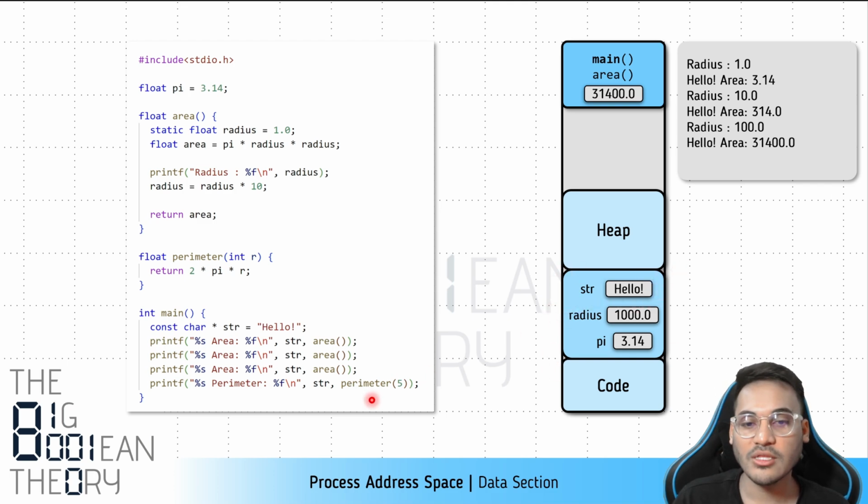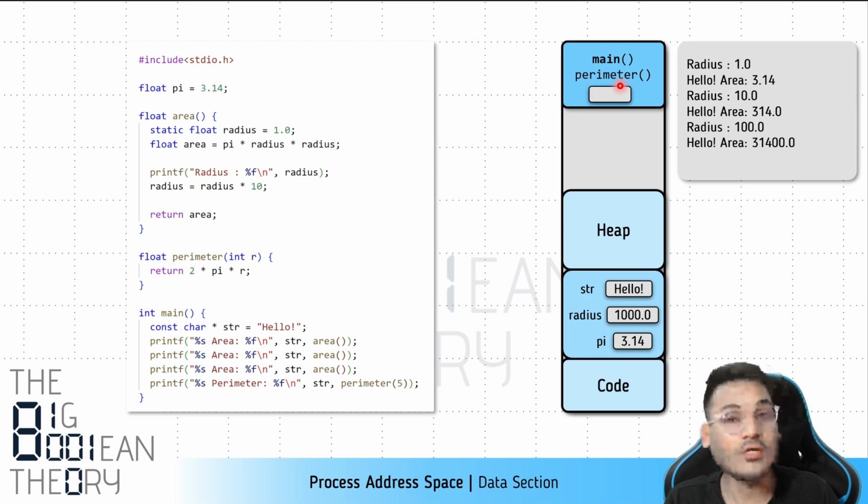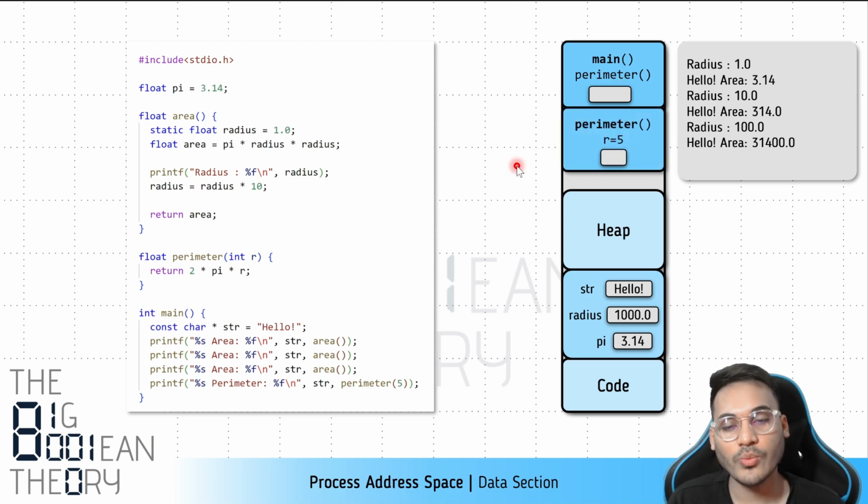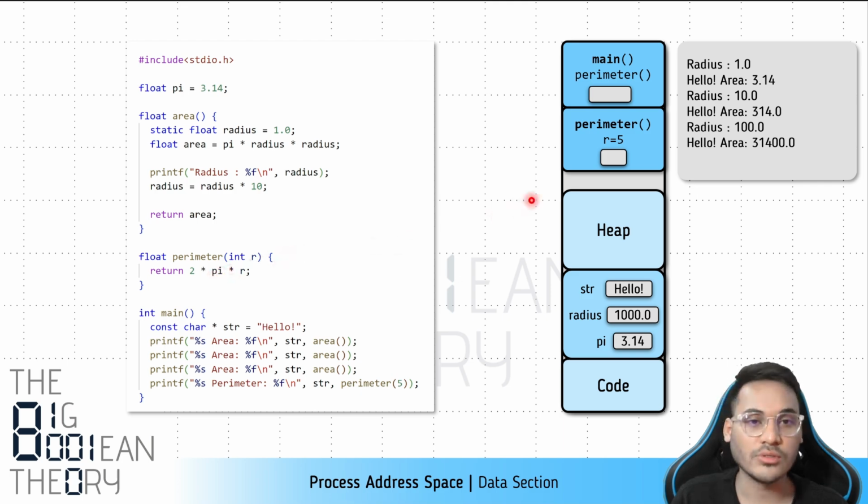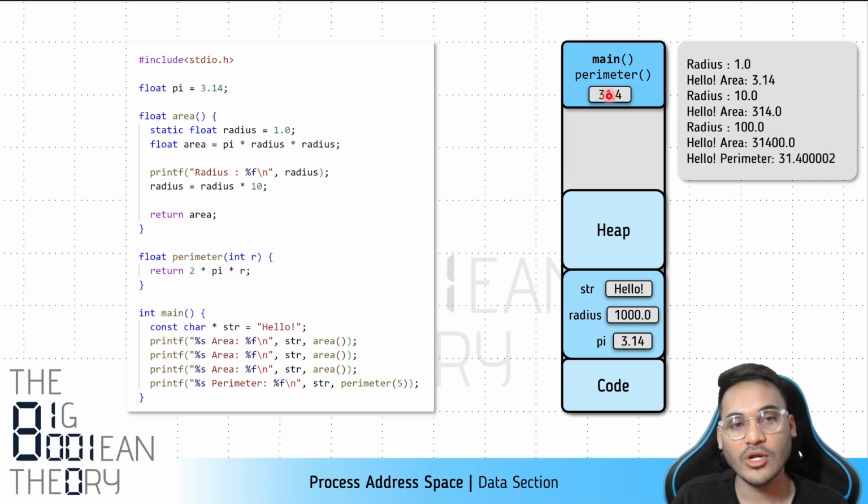So now let us make the final function call, which is to the perimeter function, and this is the variable that will store the value returned by the perimeter function. So now let us call the perimeter function with the argument r, and the value of r that we are passing is 5, right? So the value that will be returned is 2 into pi into r, right? So 2 into 5 is 10, and 10 into pi is 31.4. So the perimeter that is calculated is 31.4. This is the value that is returned to the main function.